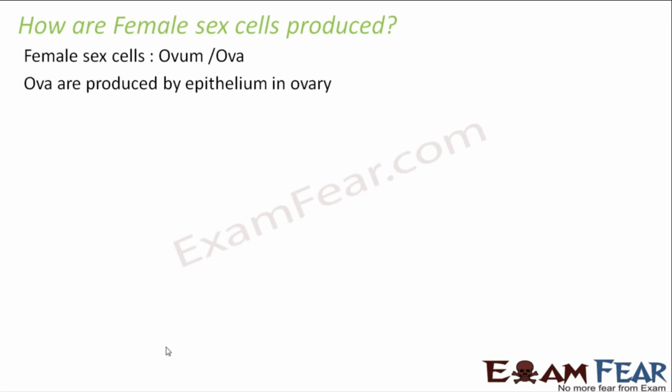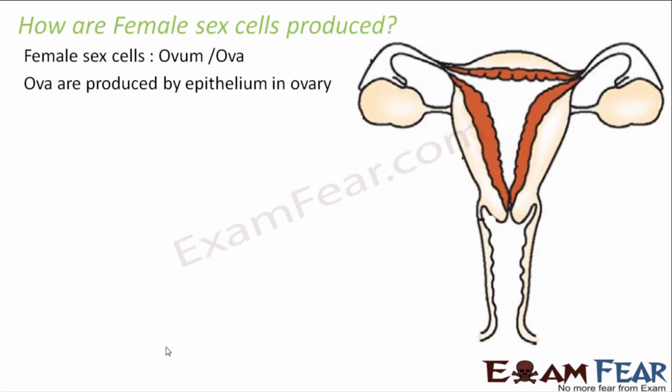They mature only when the female reaches the adolescence period. That means when the female reaches puberty, when its menstrual cycle starts, during that time these eggs start getting matured. So what happens? Every month one mature egg gets released from the ovary. So that is how the production of egg happens.